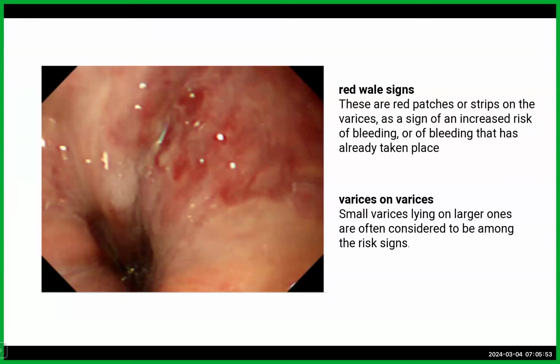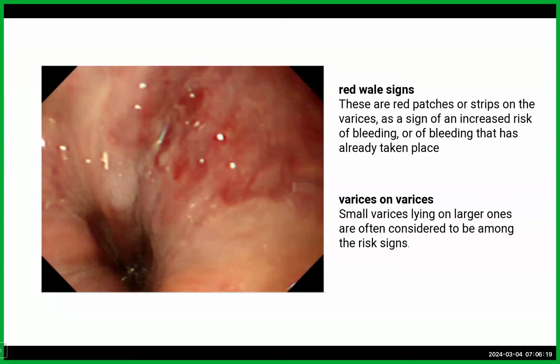There's one called the red whale sign. They are red patches or streaks on the varices, a sign of an increased risk of bleeding or bleeding that has already taken place. As can be seen on these slides, it's showing varices, but you can see some red patches around the reddish area.